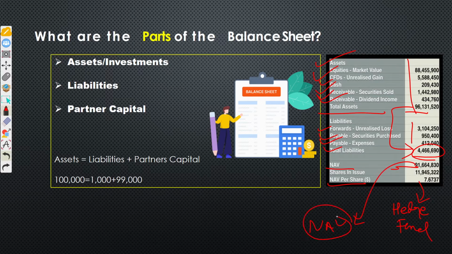So it means total assets value, not per share. We calculate NAV per share in hedge funds and mutual funds only. So we basically have two types of funds: one is capital commitment based funds and another is unit based funds. Unit based funds means your mutual funds and hedge funds.